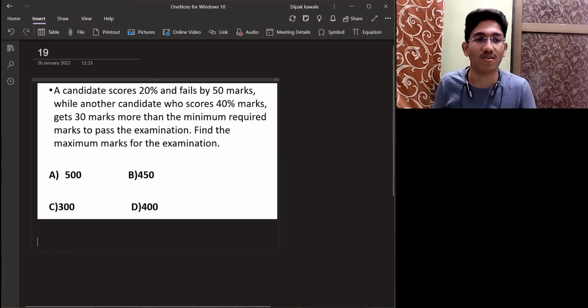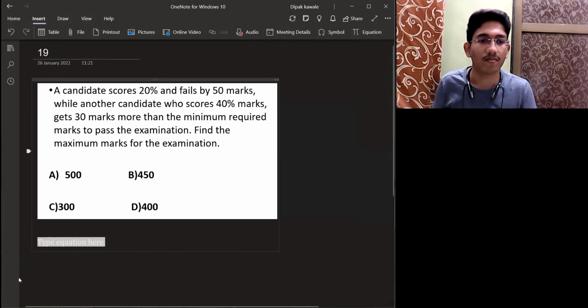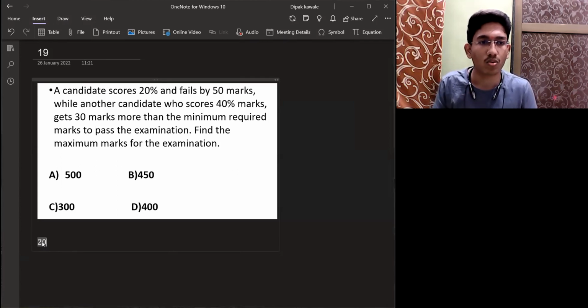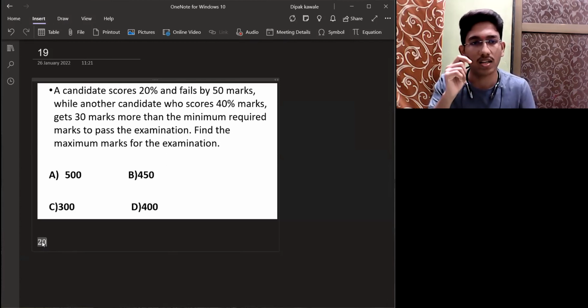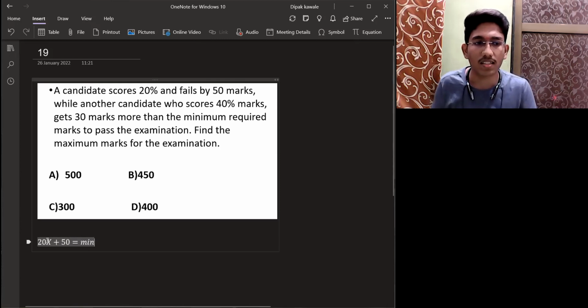So I will start solving this question. Okay. So what it is saying is that the student got 20% and fails by 50 marks. If he had got 50 marks more, he would have fulfilled the minimum criteria. So I will consider 20x plus 50 is equal to my minimum. Correct? Sir, what is x? x is my 1%. That is, how much 1% is equal to.